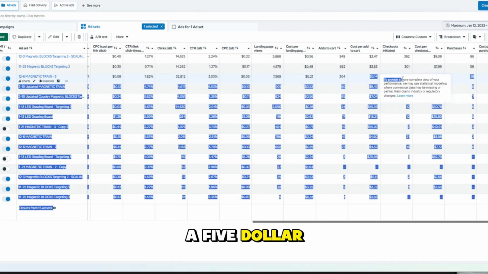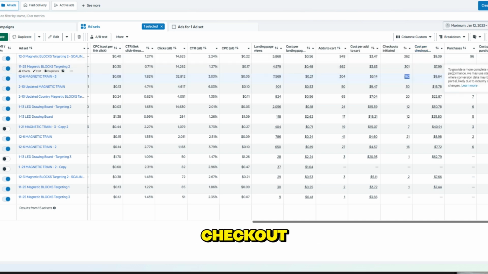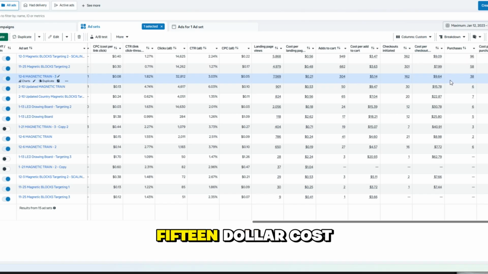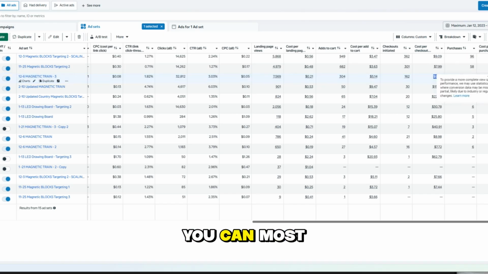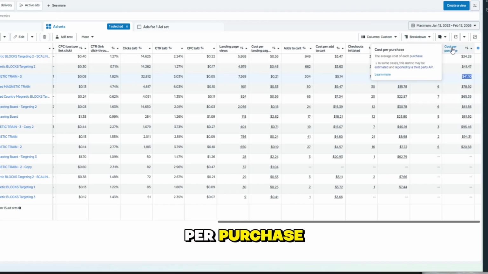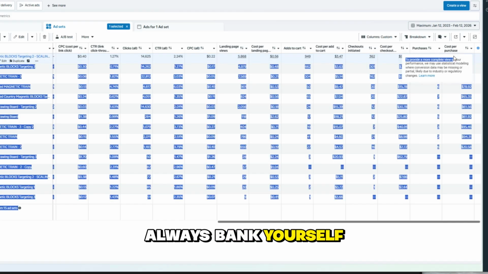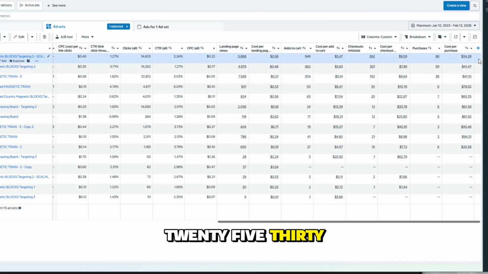If you have a $5 add to cart, you could assume that you're probably going to get around a $9, $10, $15 cost per initiate checkout. If you get around a $5, $10, $15 cost per initiate checkout, you can most likely guarantee yourself to get around a $30, $35, maybe sometimes $25 cost per purchase. Okay, so you always want to be under $10 per add to cart. You always want to be under $20 cost per initiate checkout, so you could always bank yourself having around a $20, $25, $35 cost per purchase. I hope that makes sense, you guys.